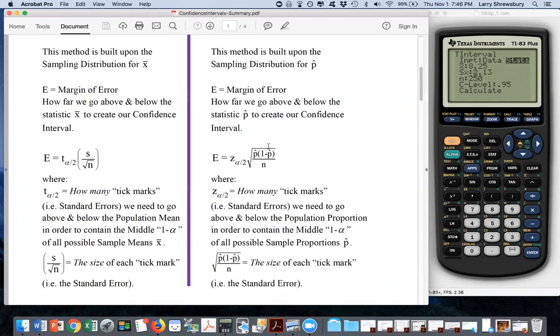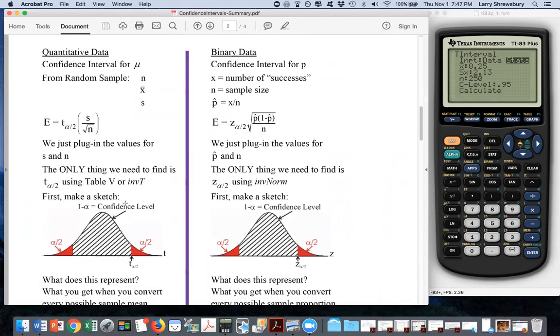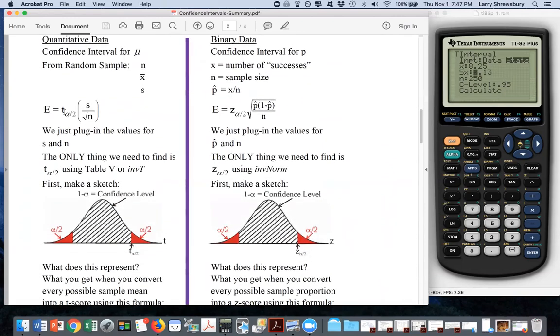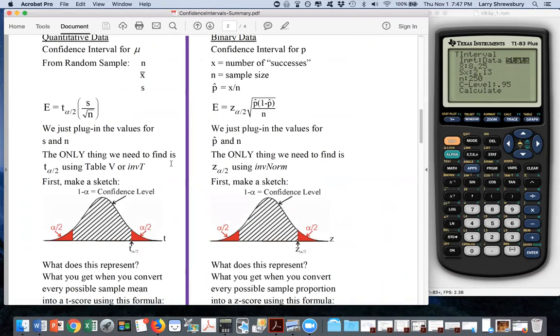Same idea over here. It's just the standard error looks a little messier, doesn't it? But that's just the size of each of those tick marks, the standard error. And this right here is the number of tick marks, the critical value. Once again, these are both doing the same thing. Number of tick marks multiplied by the size of tick marks, and that's that distance you go above and below your statistic, sample proportion, or sample mean. So it's not that complicated if you understand what each thing is doing.